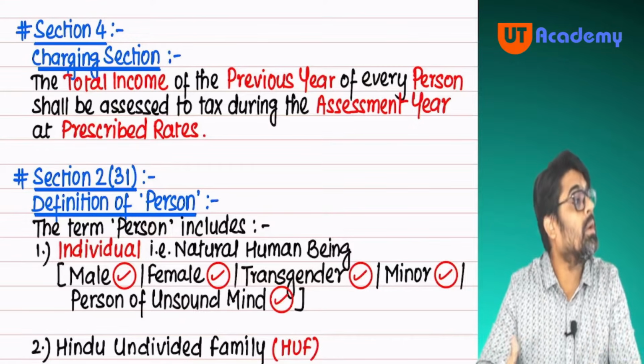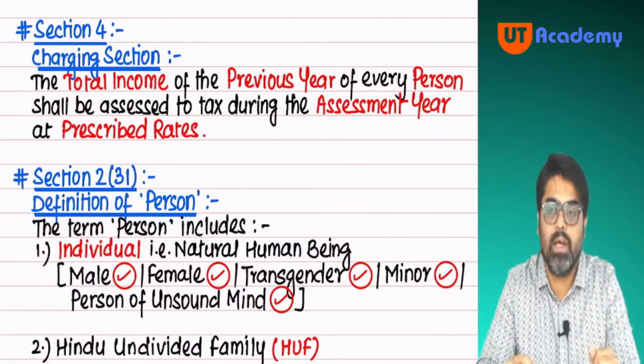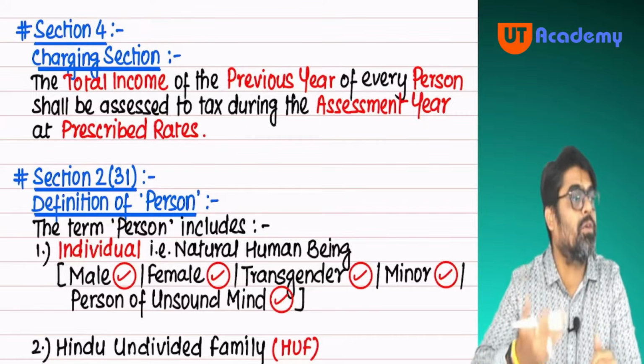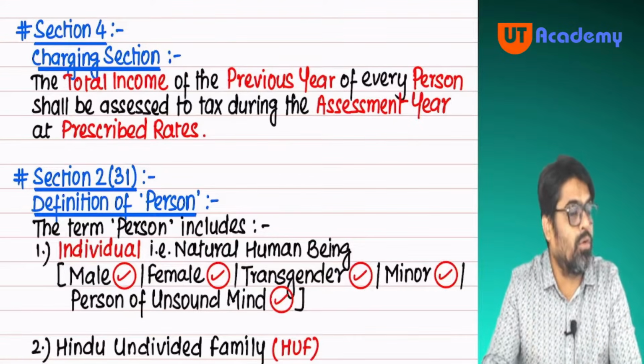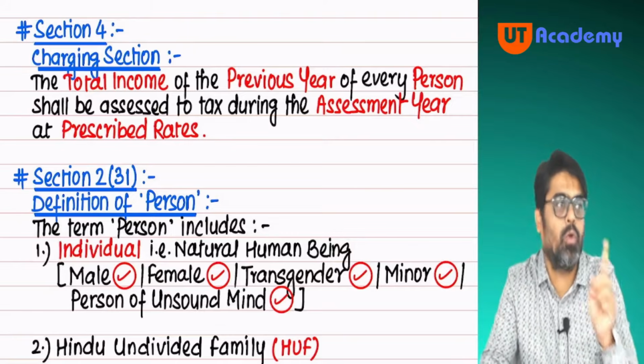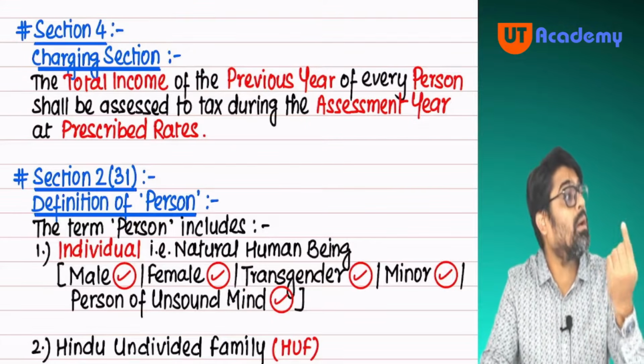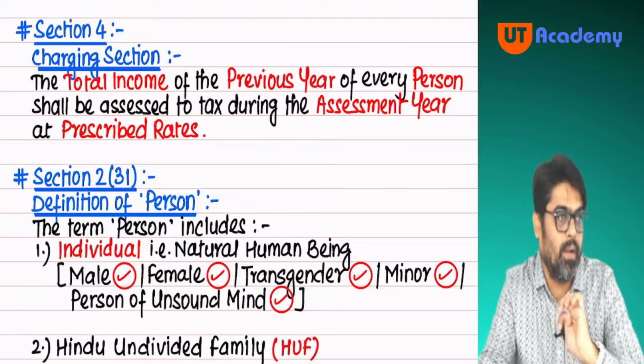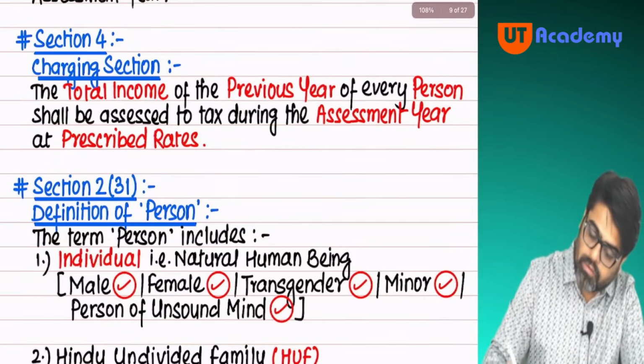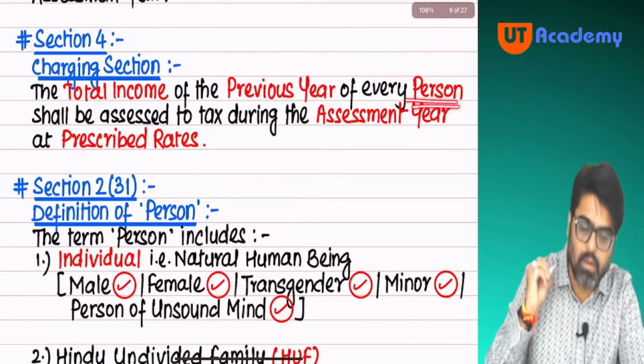Total income of. So the charge of income tax is there on person. The charge of income tax is there on. So if you are a person, you are liable to pay income tax. So who is a person? Come on, tell me. Who is a person?